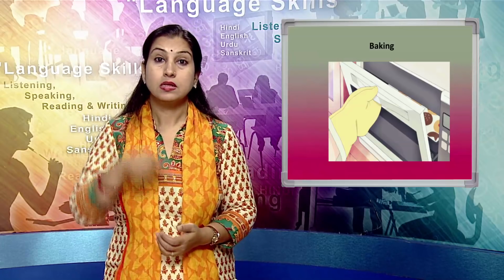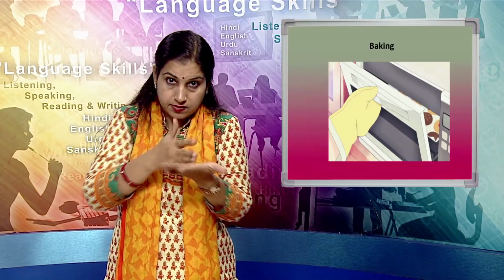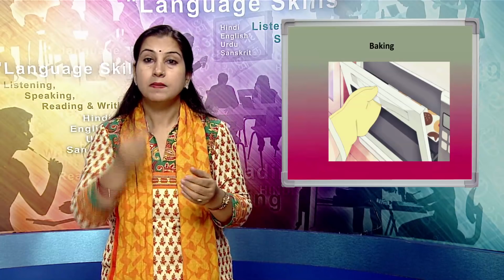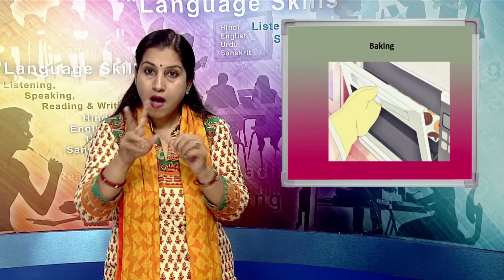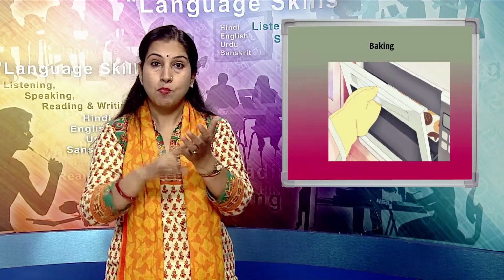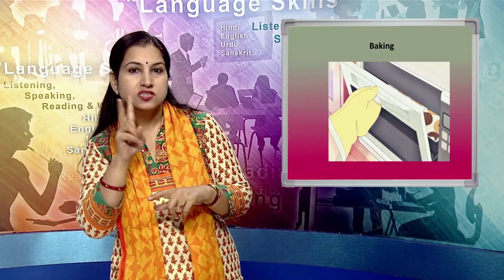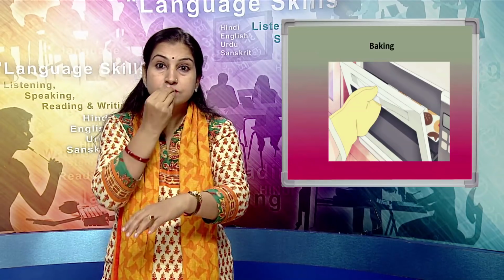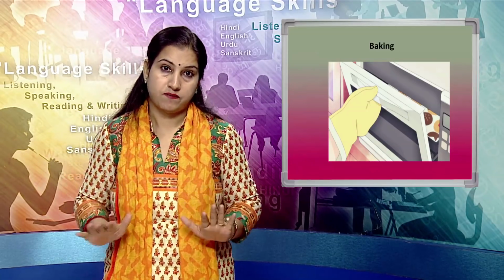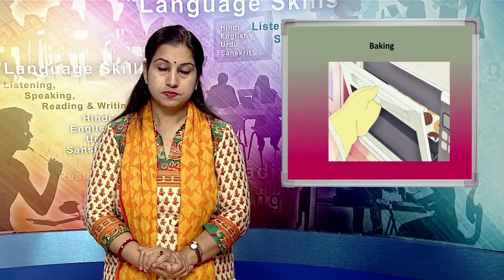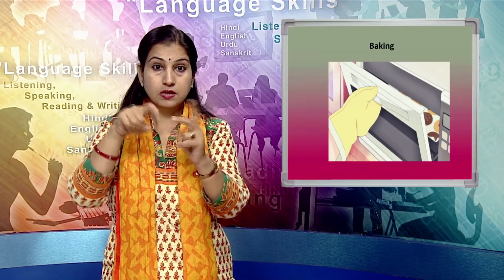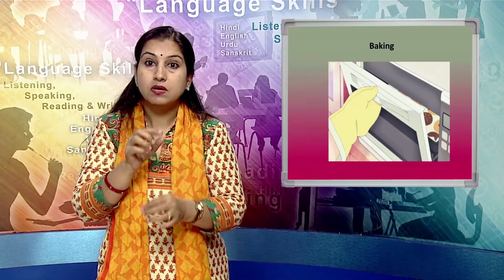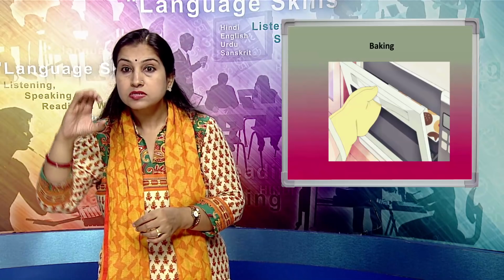They are used to bake cakes, breads, biscuits, pav, buns, and other vegetarian and non-vegetarian dishes. Baking is done at a very high temperature. For example, 1400 degrees Celsius.